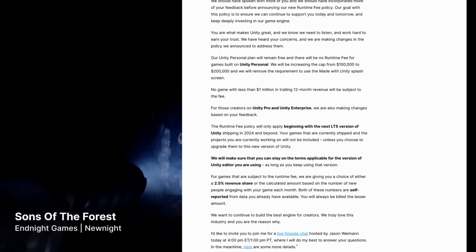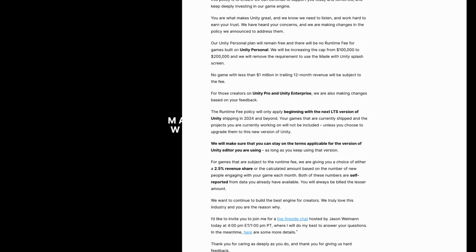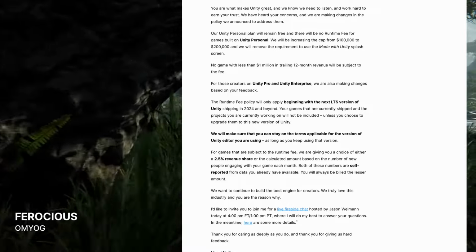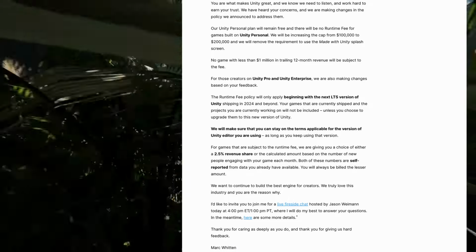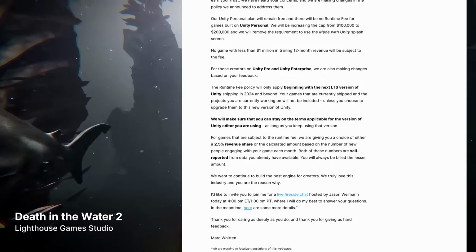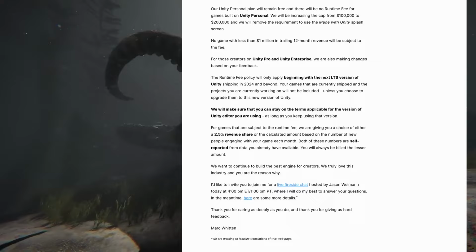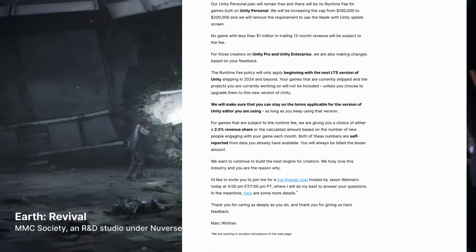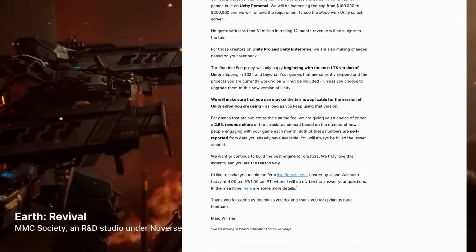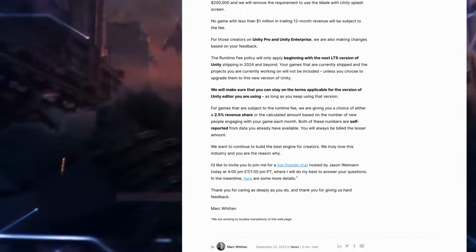With regards to the runtime fee itself, Unity creators will now have a choice. Either pay 2.5% in revenue share, which is 2.5% less than Unreal Engine's current terms, or the calculated amount based on the number of new people engaging with your game each month, whichever is the lesser amount. Both of these will be self-reported by developers. Since the wording here is new people engaging with your game, this also seems to suggest a backtrack on the install metric and appears to target new unique customers only.